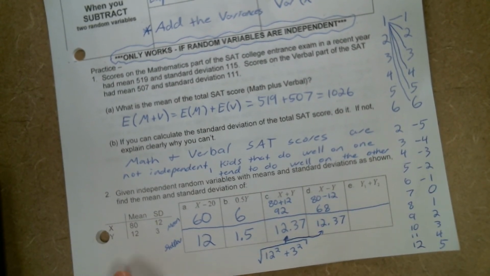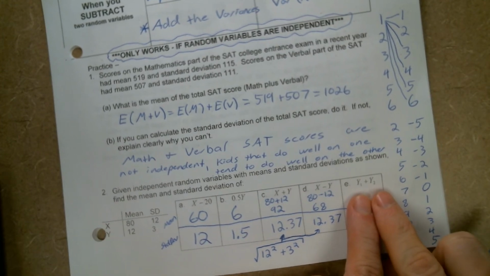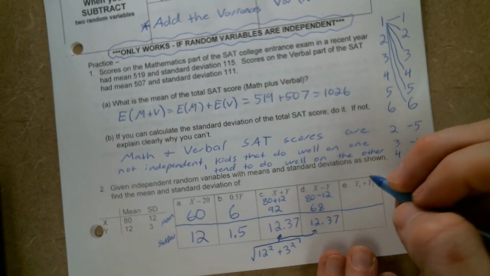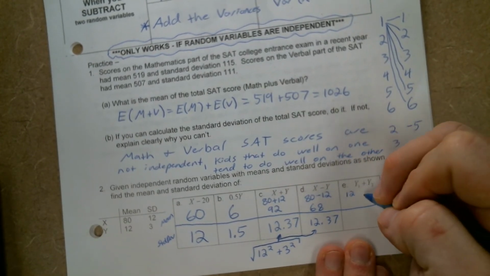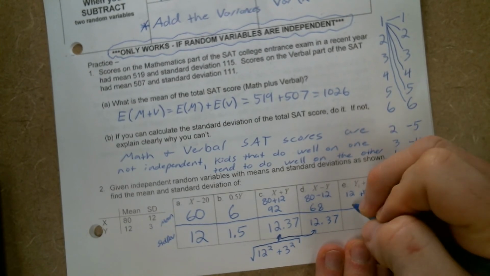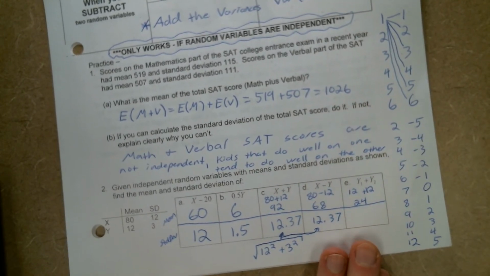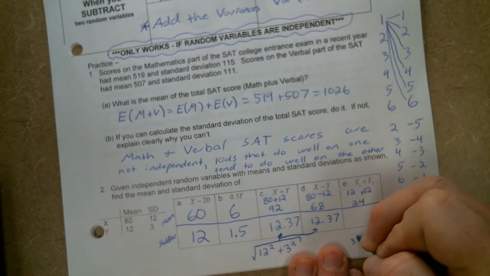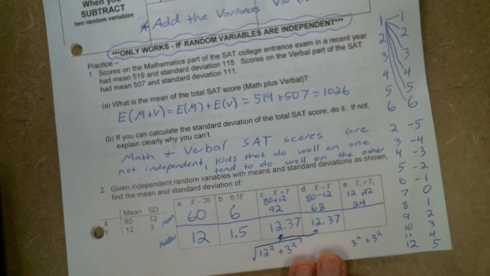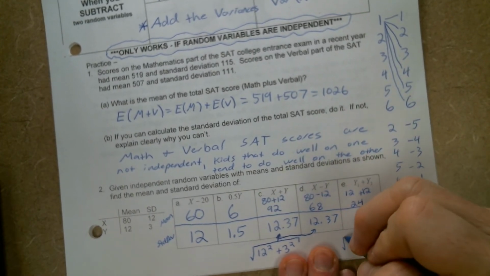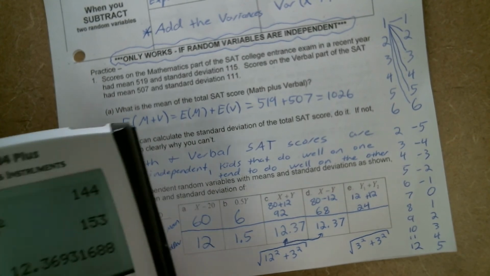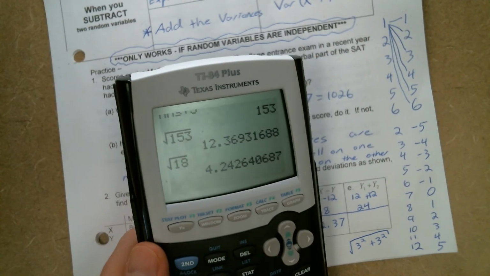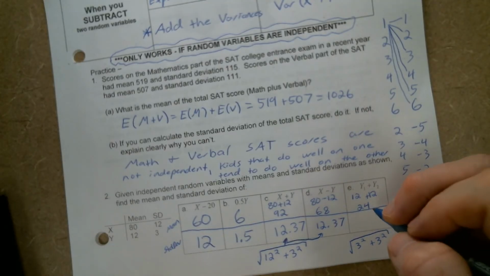All right. And then last but not least, we'll have these problems where you're taking the same random variable and you're adding it to itself. So here y is 12, so this just becomes 12 plus 12 or 24. And then the standard deviation is going to be 3 squared plus 3 squared. That's the variance. And then we have to take the square root of that, meaning we're basically taking the square root of 18, and we're getting 4.24.